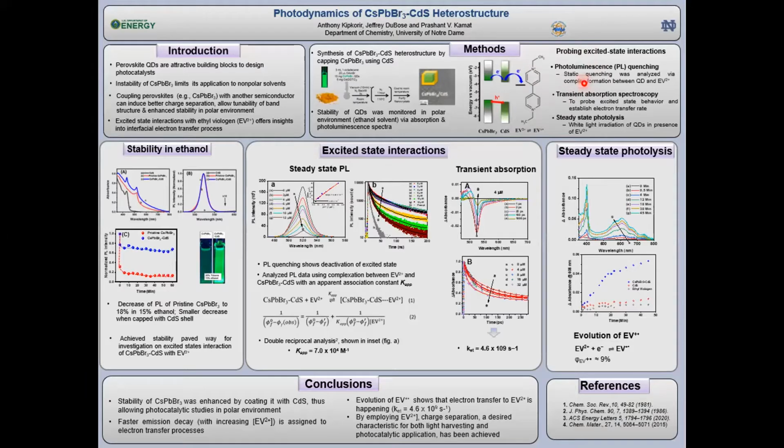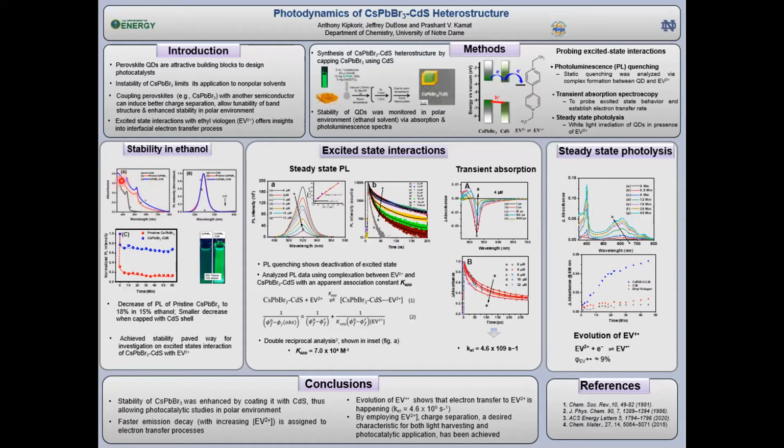So the techniques that we actually put into use here: one is the PL quenching, or the photoluminescence quenching, transient absorption spectroscopy, as well as steady-state photolysis. So right into it, stability in ethanol. What we did was to subject both the pristine cesium lead bromide and the CdS capped cesium lead bromide. The blue trace is for the heterostructure, which is cesium lead bromide CdS, and the red trace here is basically the pristine, or rather the synthesized, cesium lead bromide.